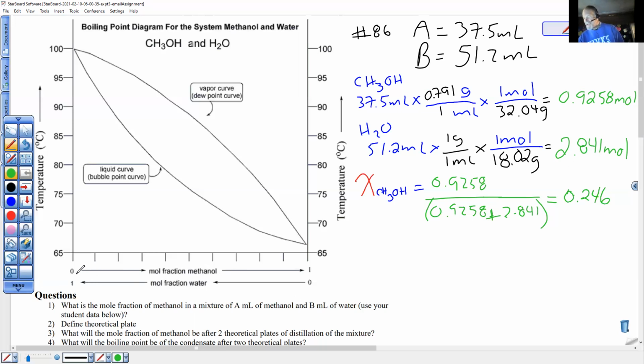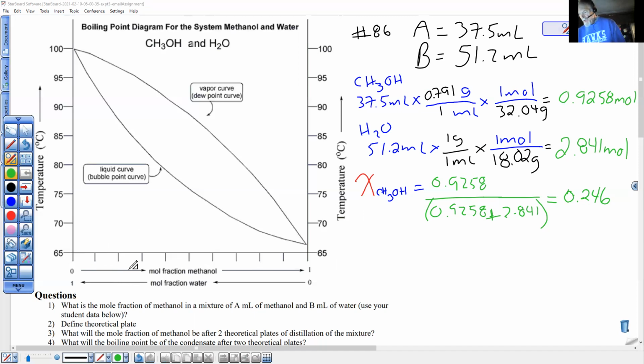Notice the x-axis can be read this way. Mole fraction of methanol from 0 to 1, and mole fraction of water from 0 to 1 this way, because the total is always 1. 1 plus 0 is 1, 0 plus 1 is 1, 0.1 plus 0.9 is 1, etc. There's 0.2 and 0.3, halfway is 0.25, which is real close to what we need here. Please make sure you bring a ruler to your midterm and your final.